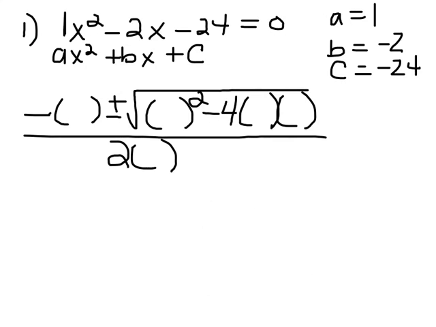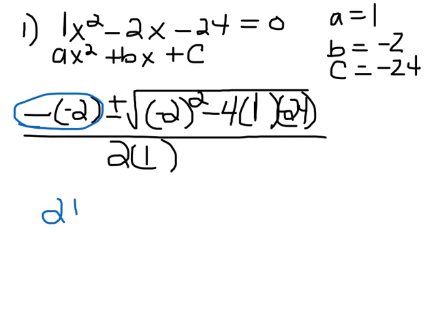Now notice I'm setting this up with parentheses so I can plug each one of the values in. So negative b, and b right here is a negative 2, plus or minus the square root of b squared, b again is negative 2, minus 4 times a, which is 1, and c, which is a negative 24, all over 2a, and a is 1. Now we can go through and simplify each part of our quadratic equation. Here we have negative times negative 2, which gives us a positive 2. Plus or minus, remember I'll come back to that later. And here we have a negative 2 squared.